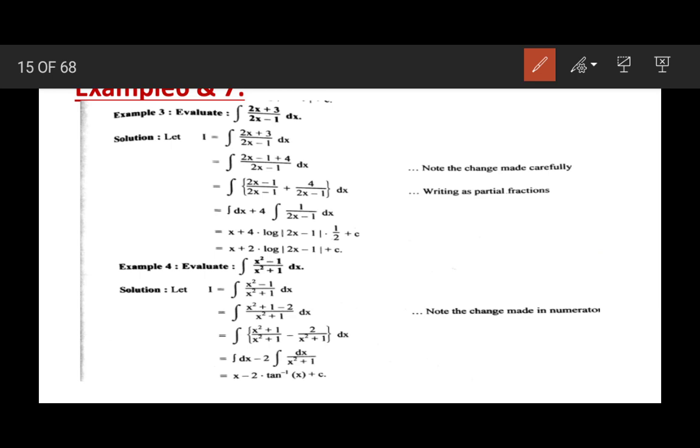See one more example of this type. Integral of (x square minus 1) upon (x square plus 1). I am writing this minus 1 as plus 1 minus 2. So it will be (x square plus 1) upon (x square plus 1) minus 2 upon (x square plus 1). So this will be 1. So integral of 1 dx minus 2, a constant, so it comes outside, integral of 1 upon (x square plus 1). Now integral of 1 is x, minus 2 as it is, integral of 1 upon (x square plus 1) is tan inverse x plus c. So this is the answer.